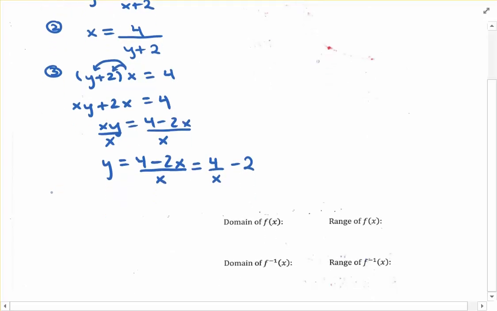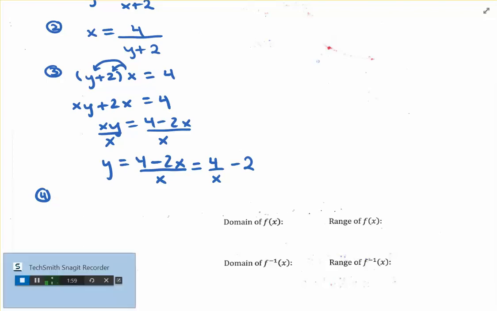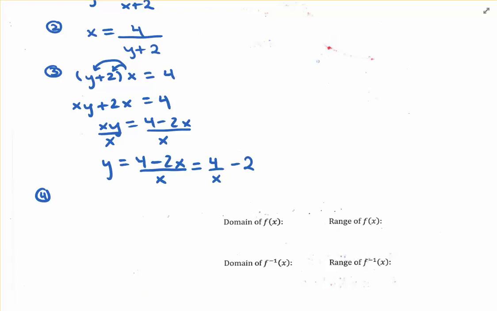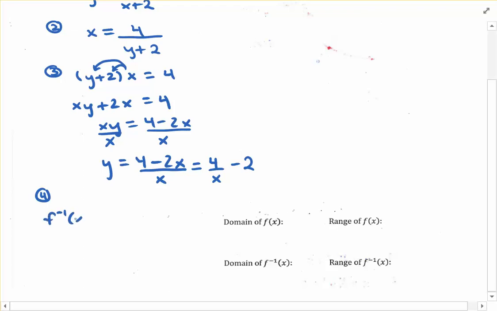We're at the fourth step now, more of a formality. Whenever we switch x and y to find the inverse, the y no longer represents f of x, rather it represents the inverse function. So it's going to be f inverse of x equals 4 minus 2x all over x. And that's the inverse of the original function f of x.